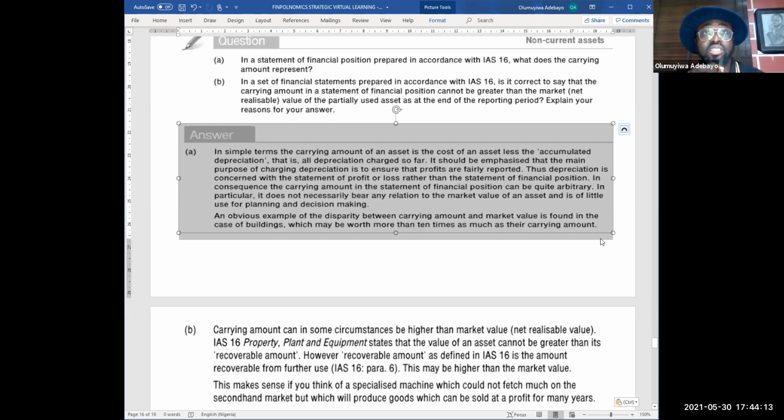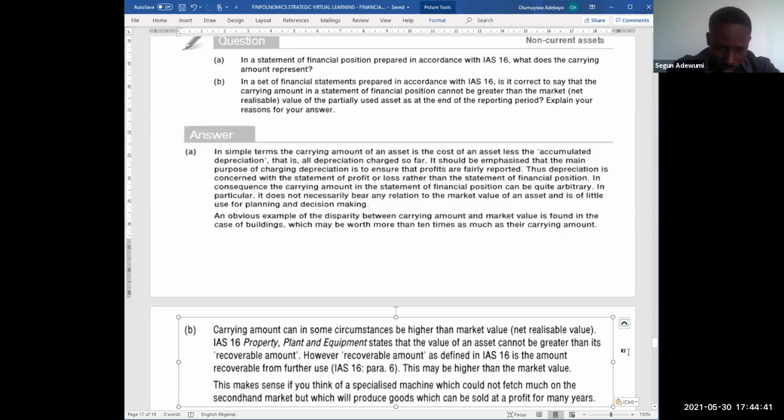Okay, the second question is to explain a situation where you believe that disclosing the carrying amount in a financial position may not be a true reflection of the value of an asset, given that the carrying amount sometimes might be higher than the net realizable value or the market value, and sometimes it might be lower. In that regard, what are they trying to say? Can you read it up?